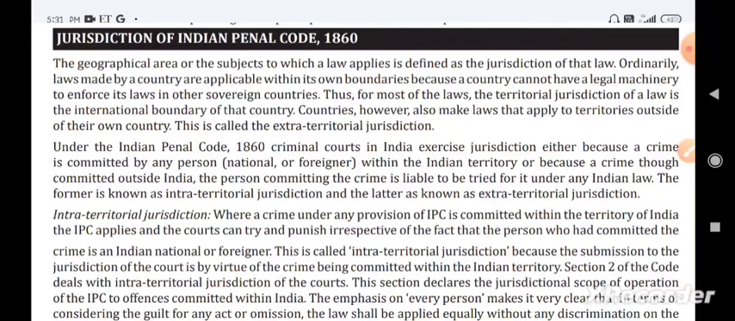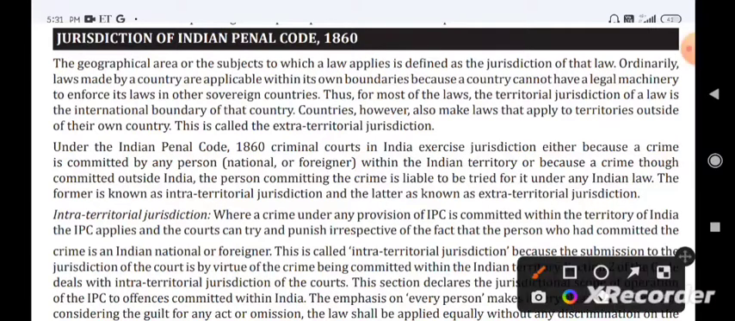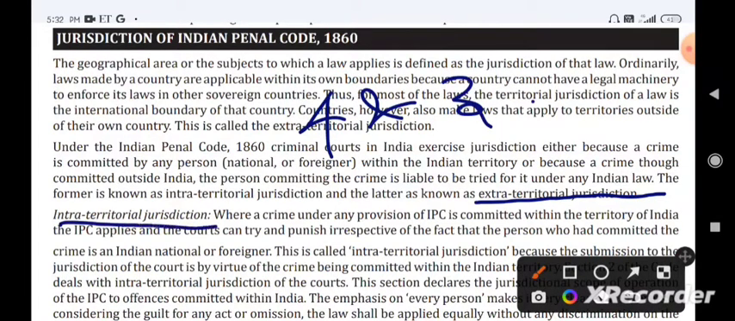Countries make laws that apply to territories outside their own country, which is known as extraterritorial jurisdiction. It is under sections 4 and 3 of the IPC. And what is intra-territorial jurisdiction? It is under section 2 of the IPC.